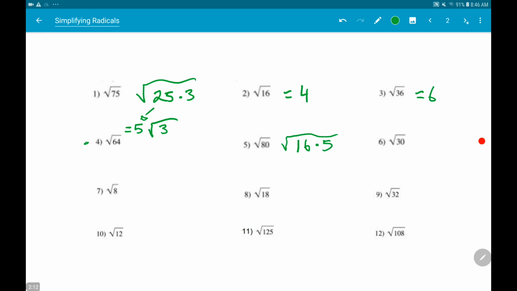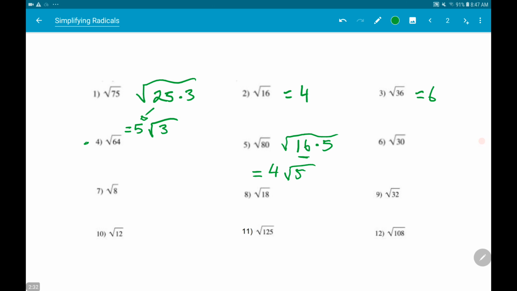So I haven't changed anything about the number. I've just broken it down to use a perfect square number, 16. Now, the square root of 16 is 4, and I can't get the square root of 5. So my answer becomes 4 root 5. If there is no perfect square that will multiply into the number, you can just leave it as the number there.